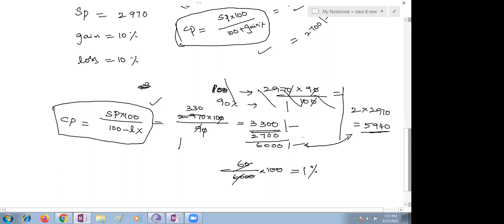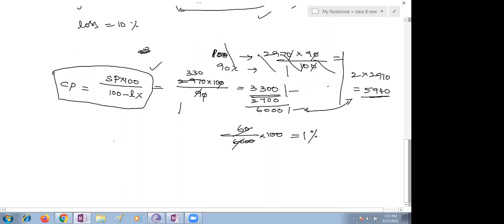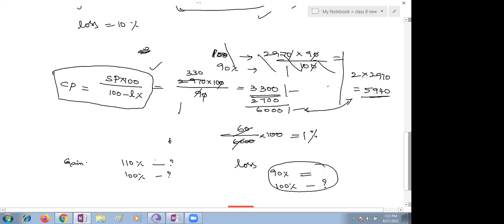Yes, ma'am. What mistake we were doing earlier, I will let you know. Because when gain percent is given, we directly add and do it. Suppose 110% is a certain amount, we find the 100%. Suppose loss is given, directly you have to take 90% equal to the amount, whatever the amount, then you need to find out 100%. This is the only mistake, or else we can do a shortcut method for the same question.